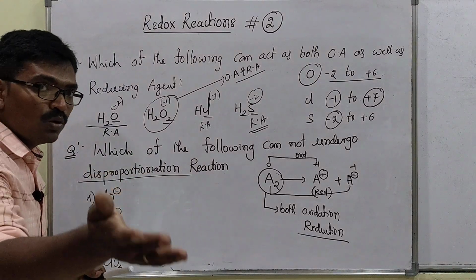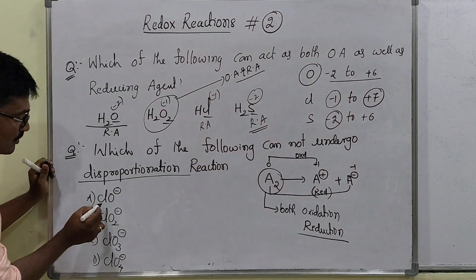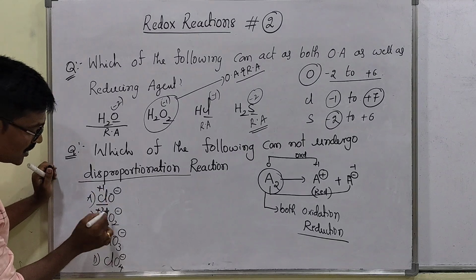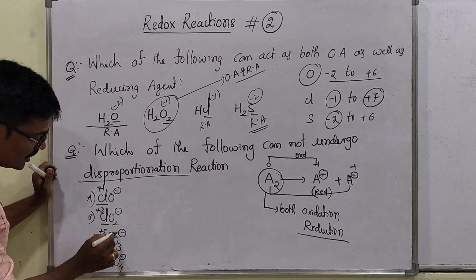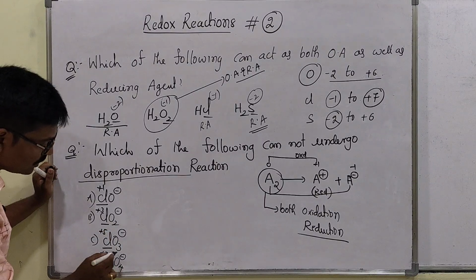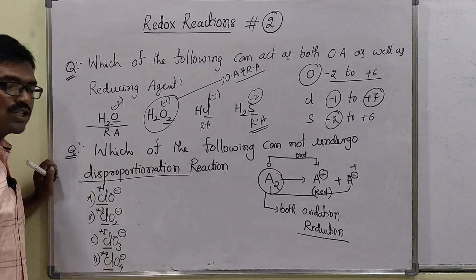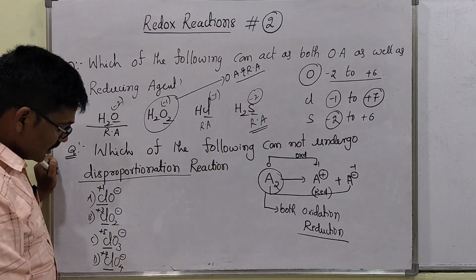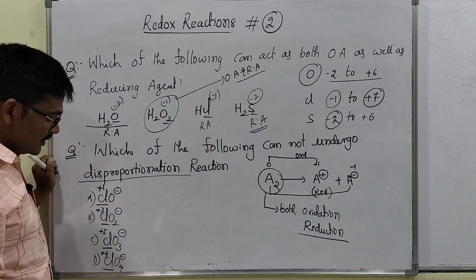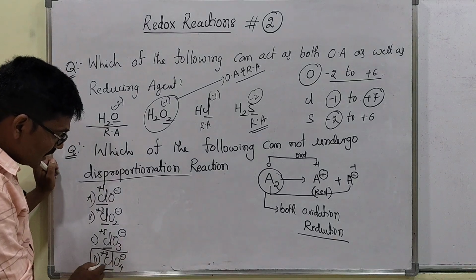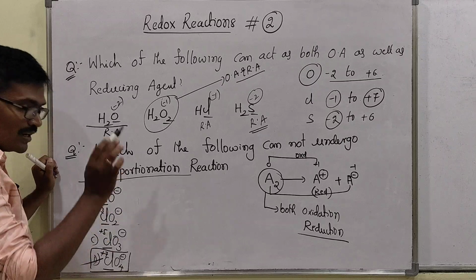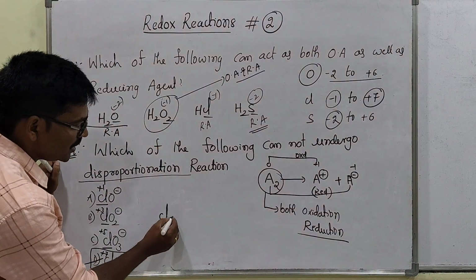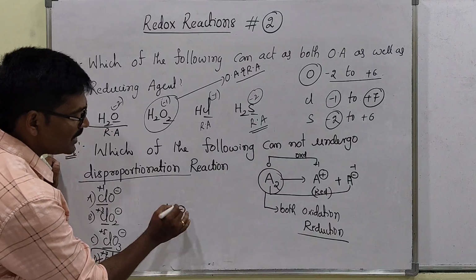Sir, first you have to know the oxidation state of each central atom. Chlorine here is +1 oxidation state, here +3 oxidation state, here +5 oxidation state, here +7 oxidation state. You can find it out easily, using the method we saw in the previous video. So +7 is the oxidation state for this. So look at this, it cannot undergo the disproportionation reaction. Why? What is the reason? Because ClO4 minus is already in the highest oxidation state.